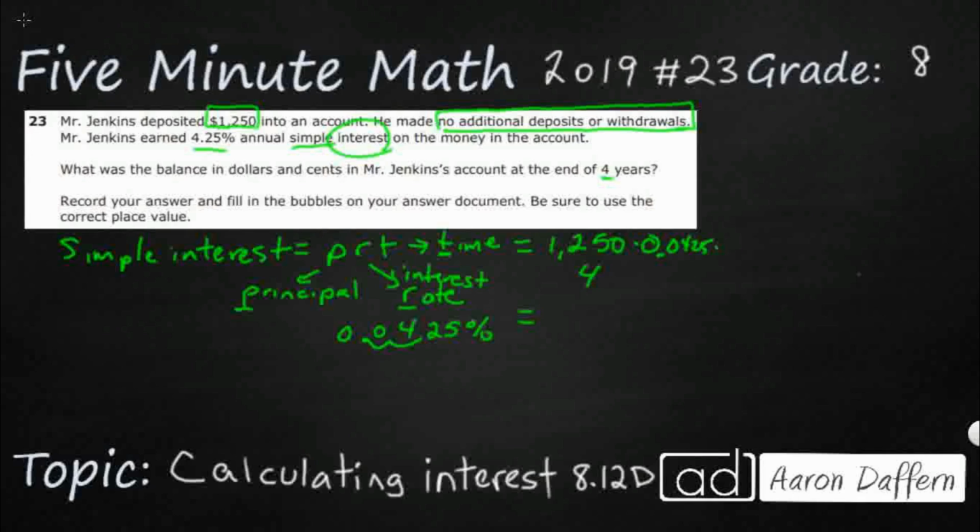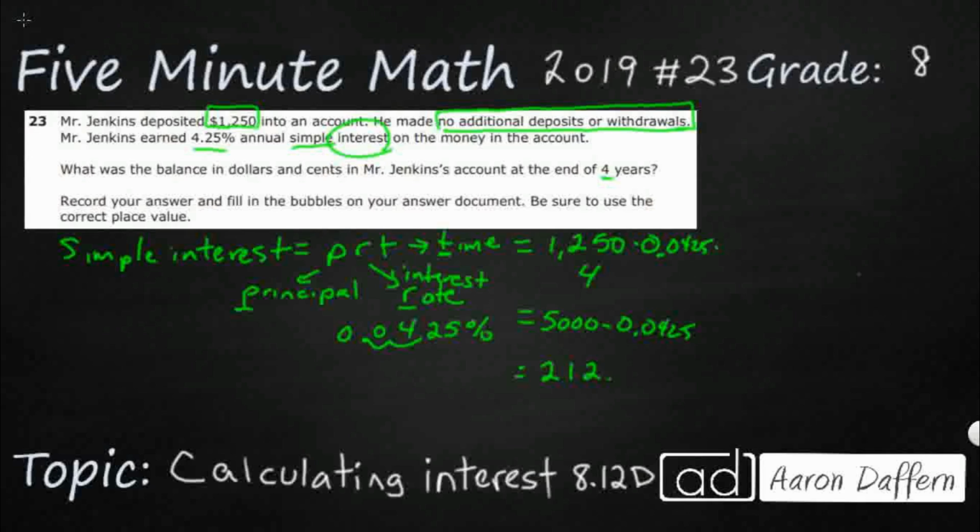All right, so what we could do is plug that into our calculator. The 1250 times 4, we can actually kind of do in our head if we really wanted to. That's just 5,000. And then we need to multiply that by our interest rate, 0.0425. So if you're doing it along with me, you got $212.50.